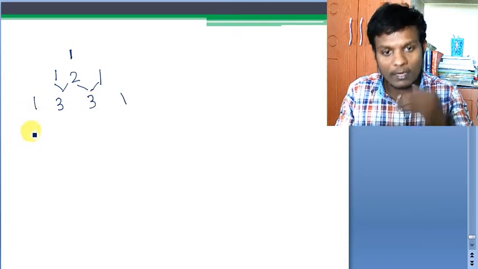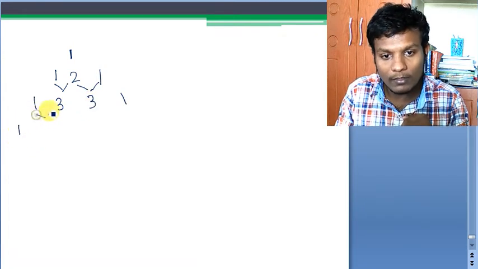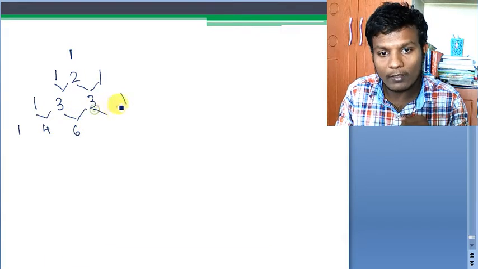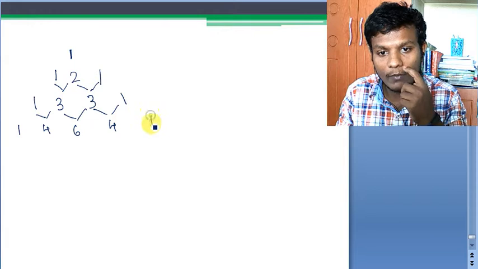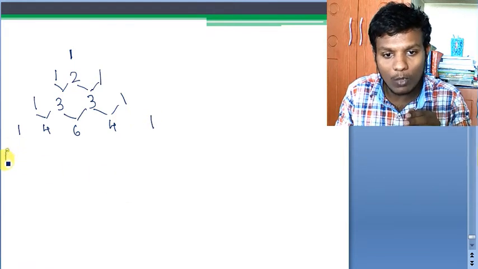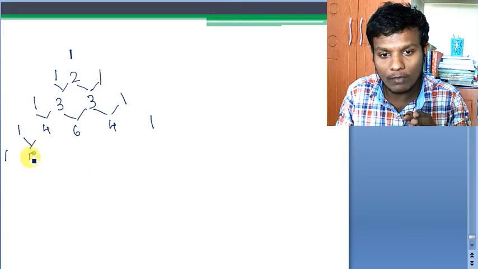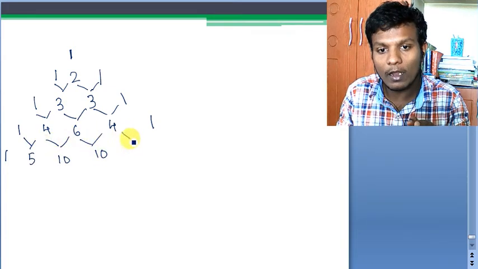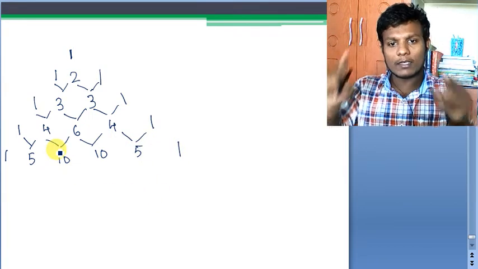In the next step also it will be 1, and add these two, you write 4, add these two, you get 6, add these two, you get 4, and write 1 at the end. Then take 1 at the end, add these two, it becomes 5, add these two, it becomes 10, add these two, it becomes 10, add these two, it becomes 5, and then 1. Now if you see, it looks like a triangle.